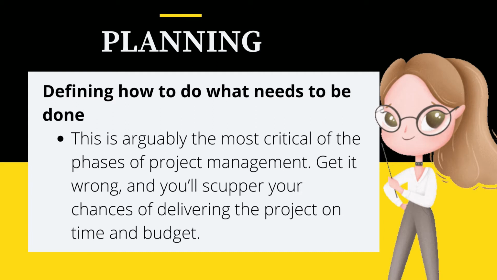It involves defining how to do what needs to be done. Again, defining how to do what needs to be done. After approval to proceed from initiation, we can begin project planning. This is arguably the most critical of the phases of project management. Get it wrong, and you'll scupper your chances of delivering the project on time and budget. Planning is where you define all the work to be done and create the roadmap that you follow for the remainder of the project to get you there.